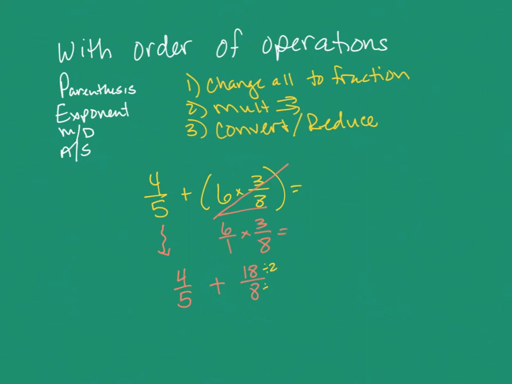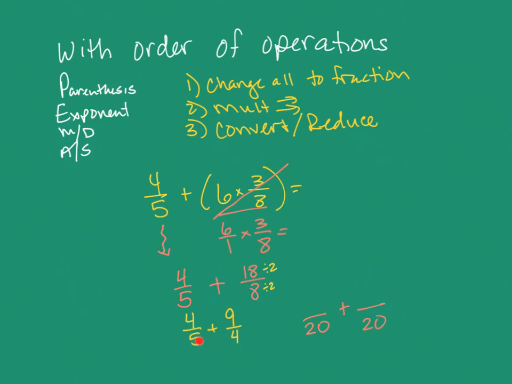Divide by 2 to both. This is still going to be 4/5. This is going to be 9/4. Okay. Now, to get my common denominator, I'm looking at the 5 and the 4. Well, I can multiply 5 and 4 together to get 20. I'll put it over here. And what did I do to 5 to get it to become 20? I did it times 4, right? I did 5 times 4.